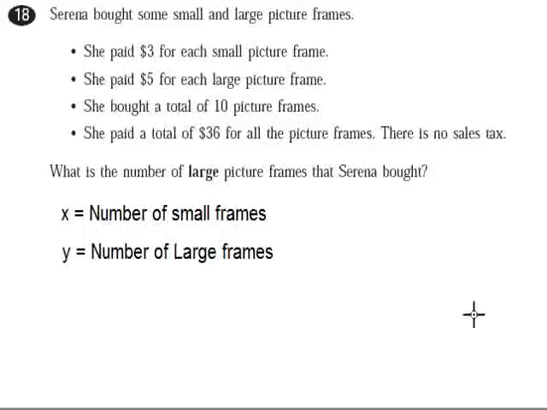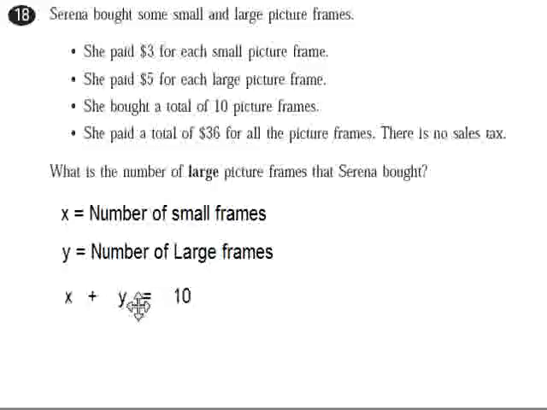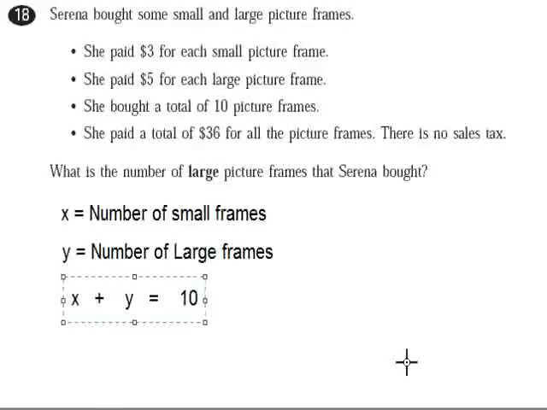If I do that, immediately you should notice that if I add X plus Y, or the number of small picture frames and the number of large picture frames, I come up with the total number of picture frames. Or in the problem, it says she bought a total of 10 picture frames. So X plus Y is going to equal 10. So let me write that out. So X plus Y equals 10.